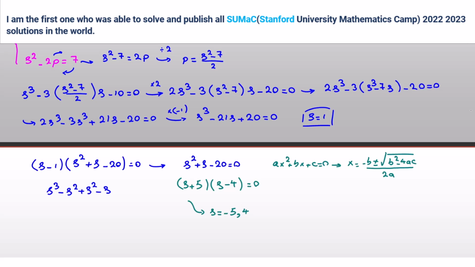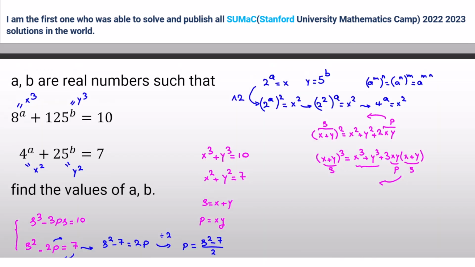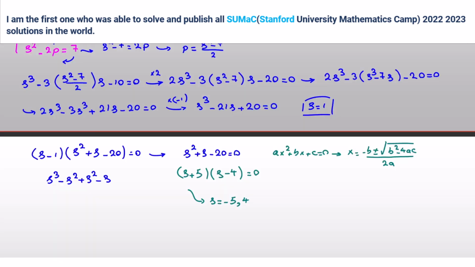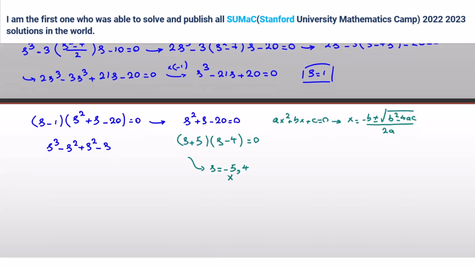Okay, let's check all these cases. Let me tell you something. x is the square root of a, which is always positive because a is a real number. So x is positive, y is positive, so s is positive, and also p is positive because when x and y are positive, their sum and their product will be positive. So we can reject negative 5. So our only cases that we should check are S equals 1, and the second case S equals 4.